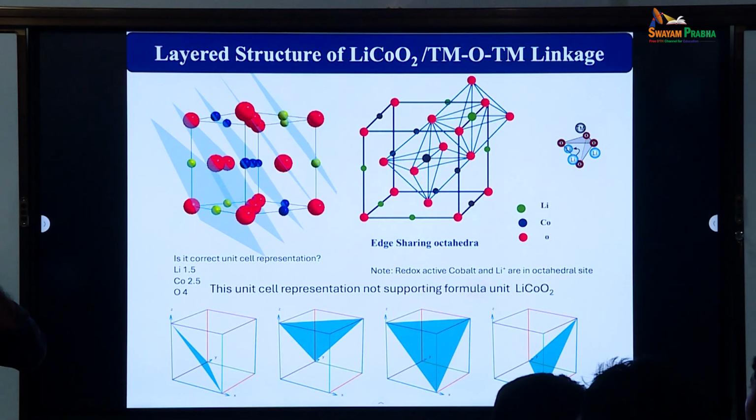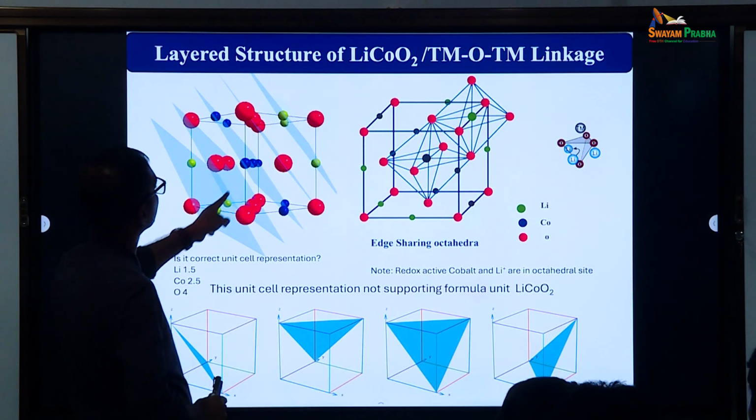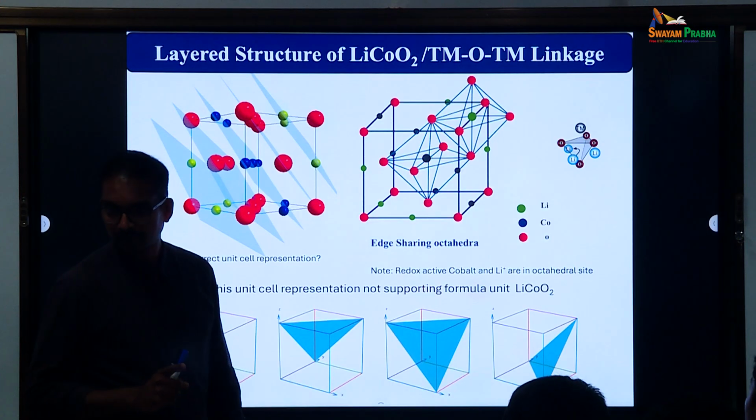A unit cell is the smallest volume which repeats itself. So this cannot be. Why? Because this does not obey the formula unit LiCoO2. It gives you Li 1.5, Co 2.5, oxygen 4. But it is correct. How is it correct?